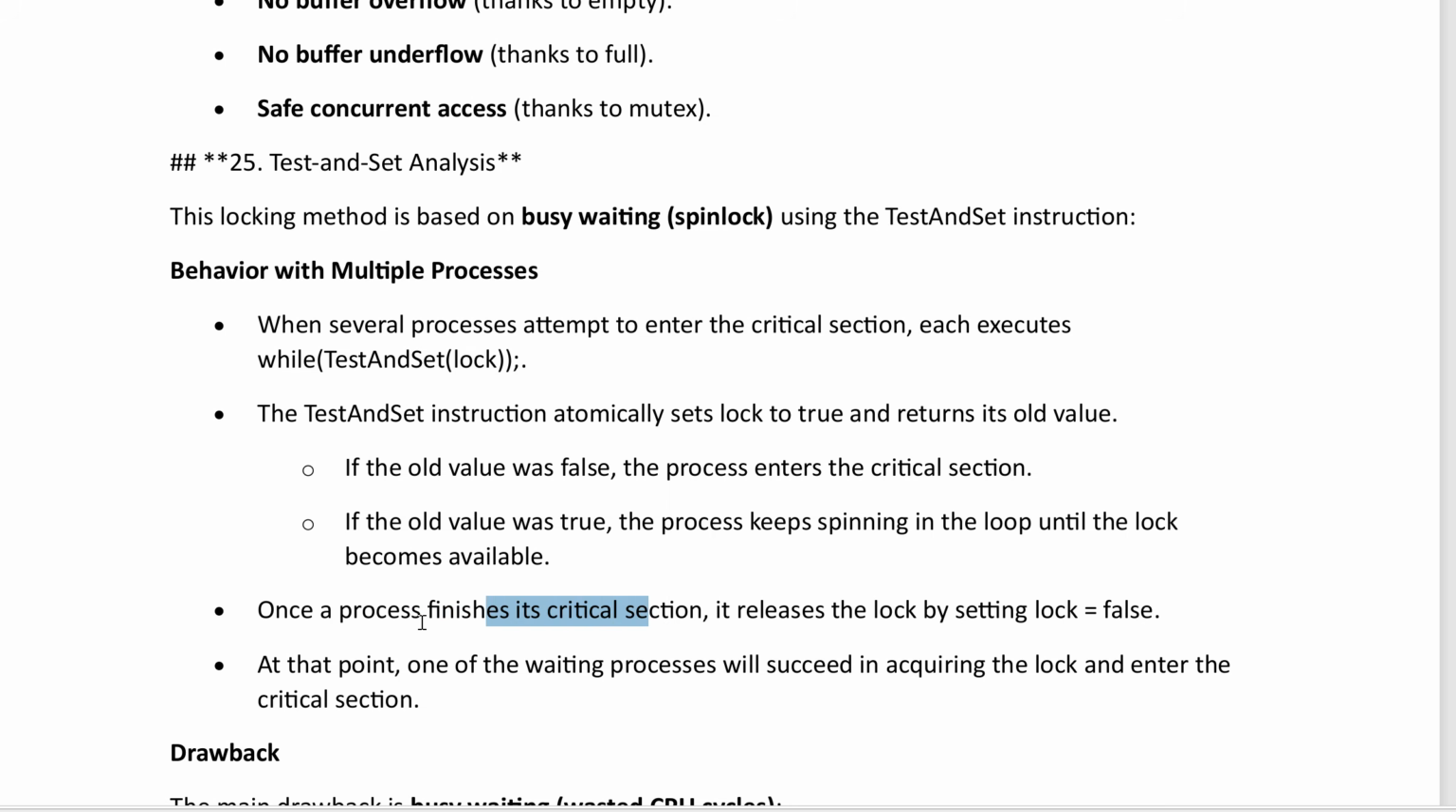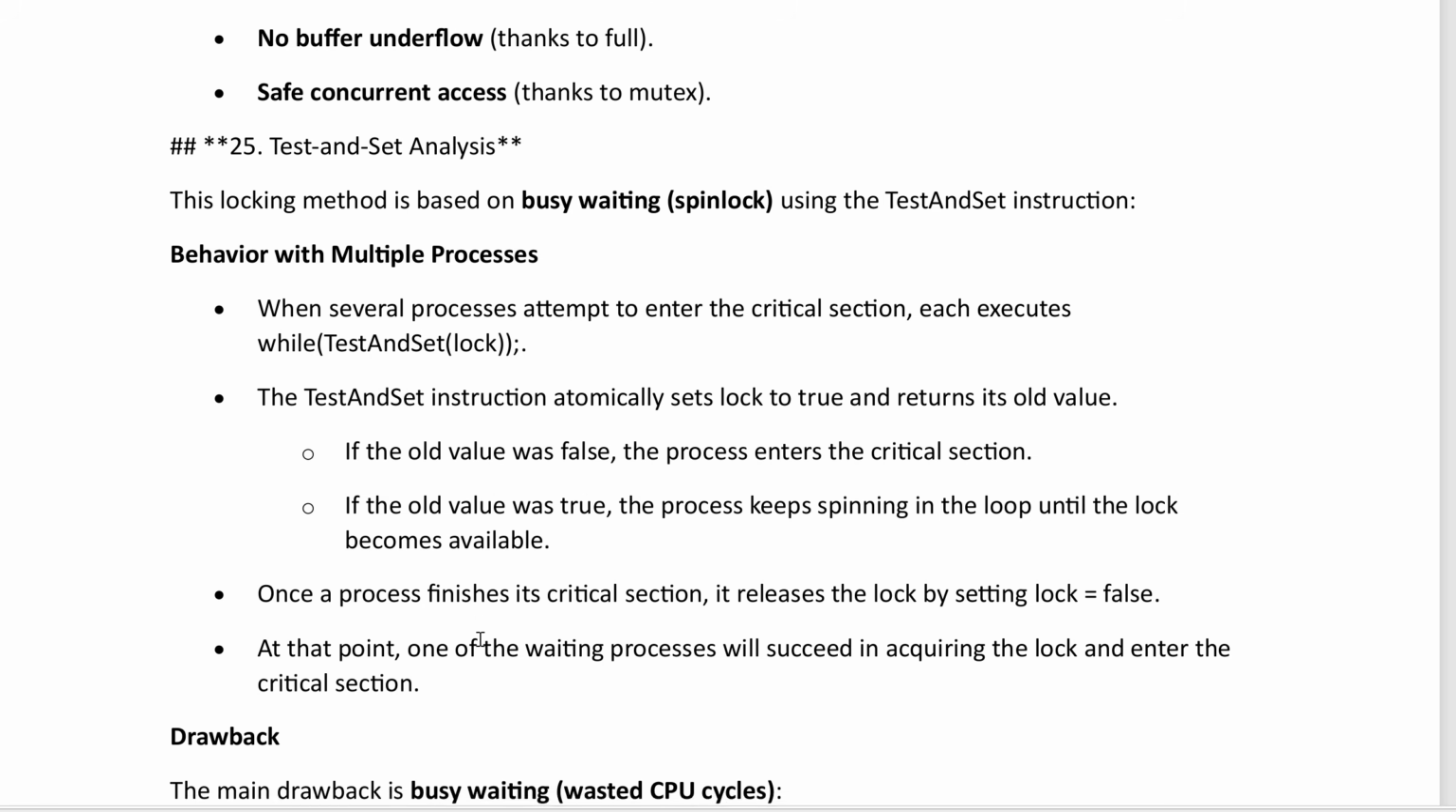So at that point, the lock was true. Once the process has finished its execution in its critical section, the lock value can be set now to false, right? So I hope you have understood the value of lock. What do we mean by setting the value of false or true to the lock variable, right? At that point, one of the waiting processes will succeed in acquiring the lock and enter the critical section.